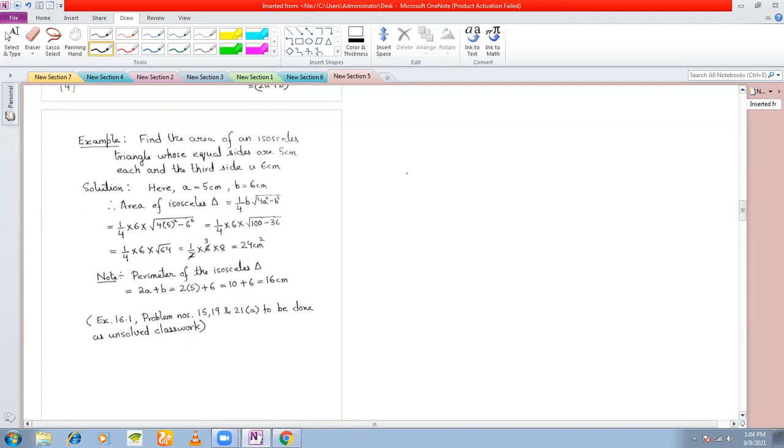Find the area of an isosceles triangle whose equal sides are 5 centimeters and the third side is 6 centimeters. So here the equal side is denoted by a, 5 centimeters. The unequal side is given to you as 6 centimeters.